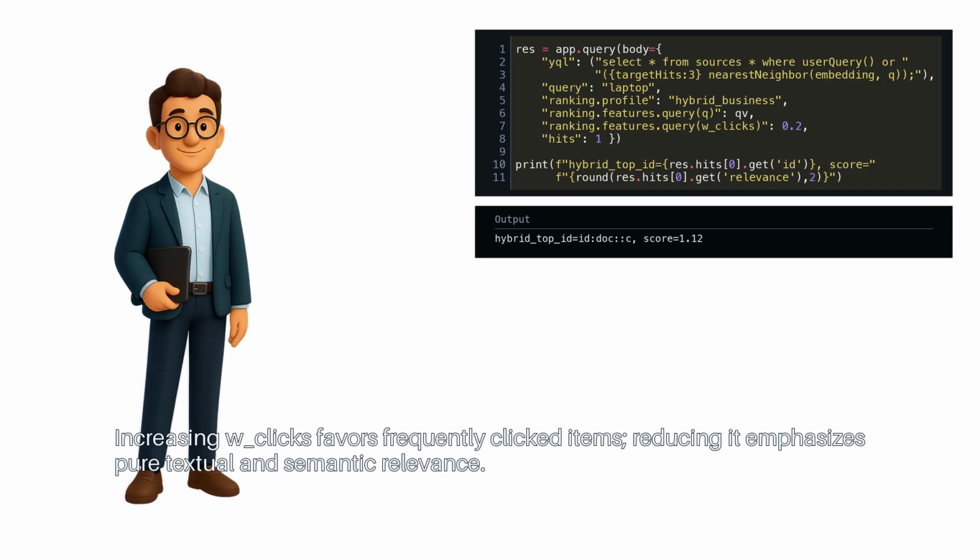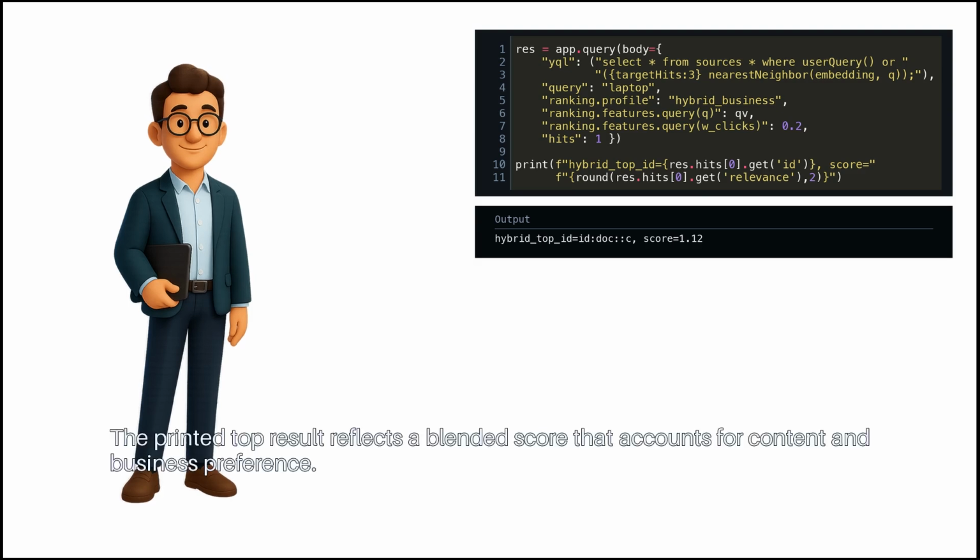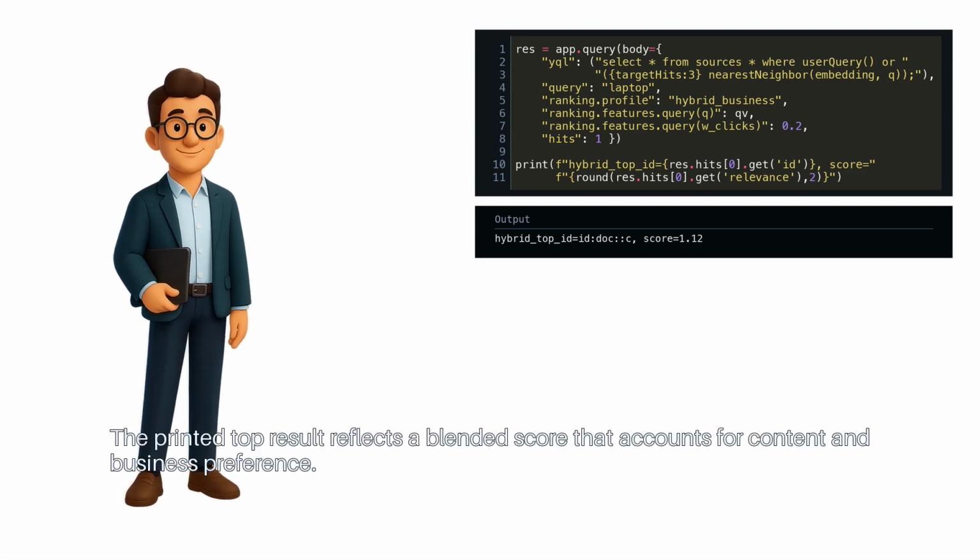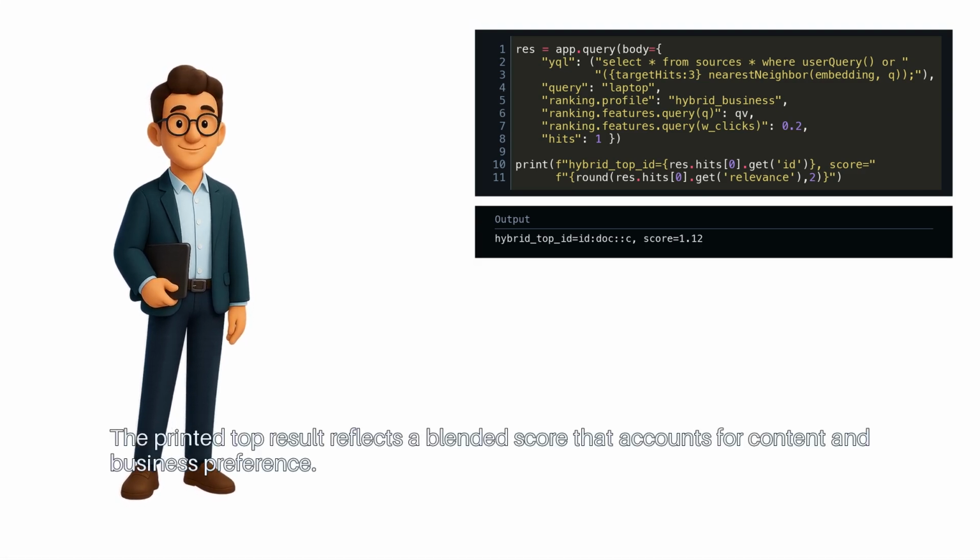Increasing wclicks favors frequently clicked items. Reducing it emphasizes pure textual and semantic relevance. The printed top result reflects a blended score that accounts for content and business preference.